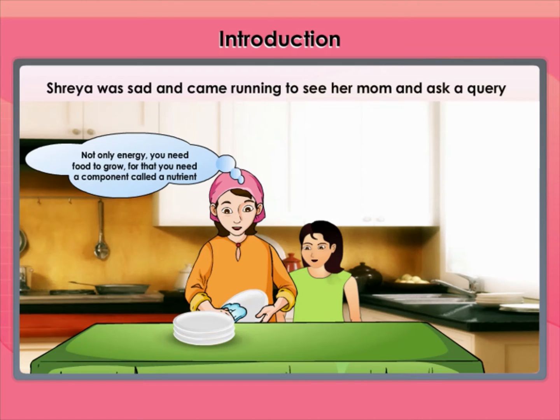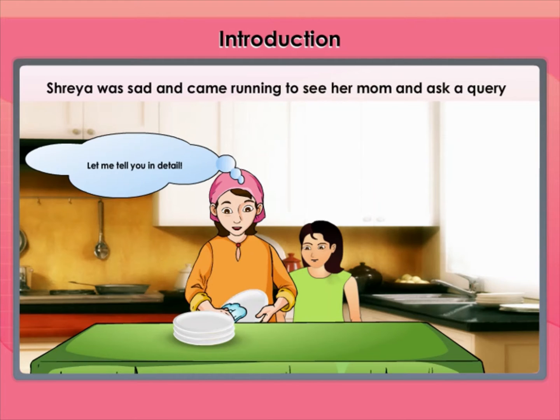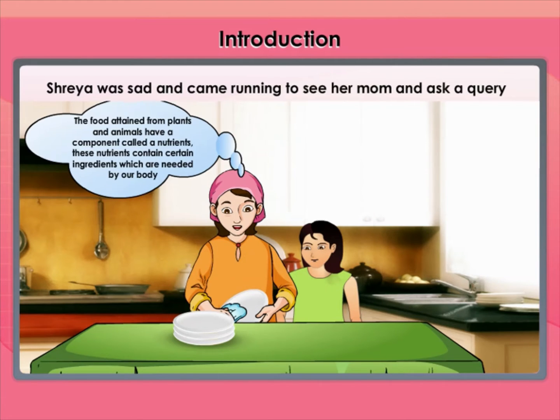Not only energy, you need food to grow. For that, you need a component called a nutrient. Nutrient? What is that? Let me tell you in detail. The food obtained from plants and animals has a component called a nutrient. These nutrients contain certain ingredients which are needed by our body.